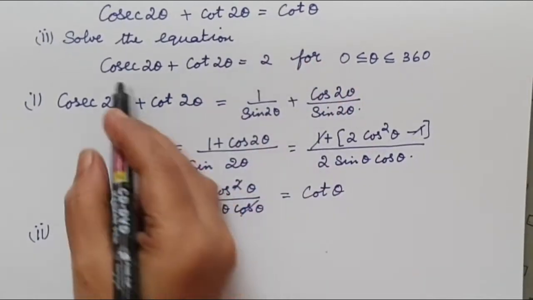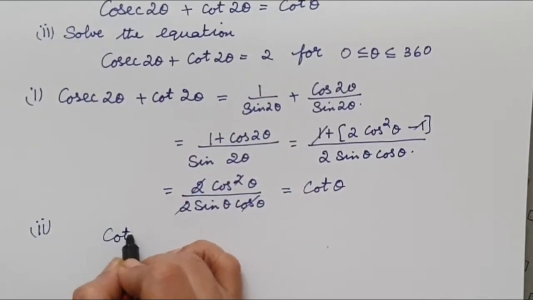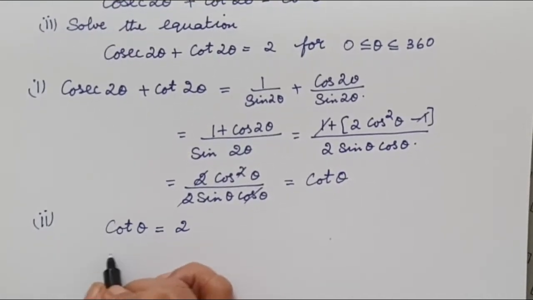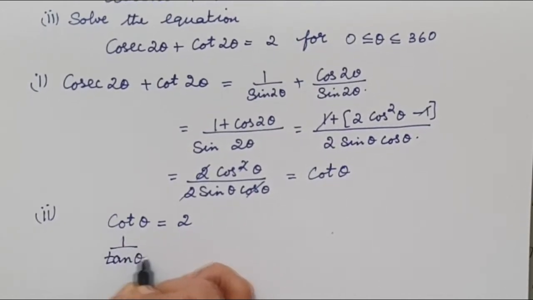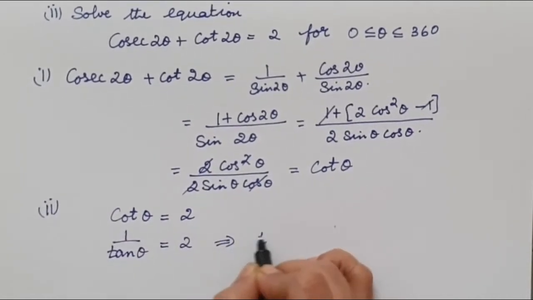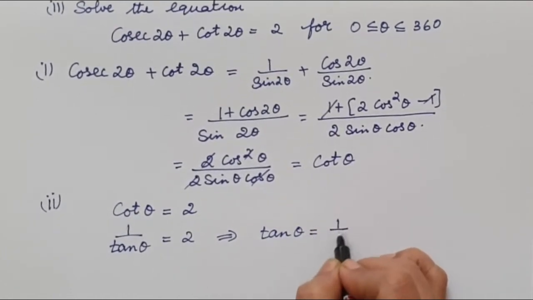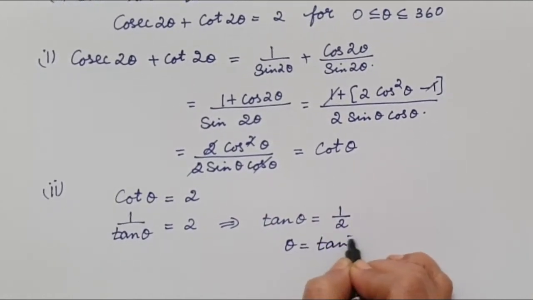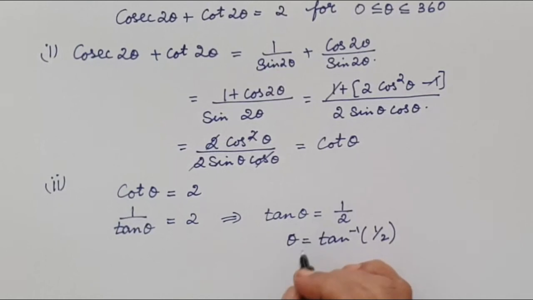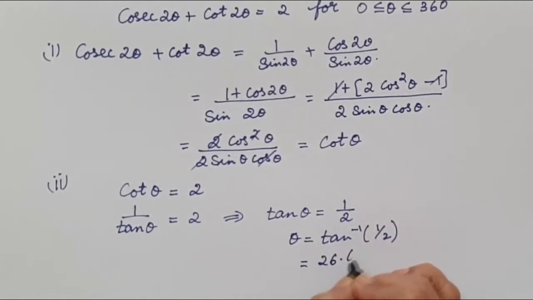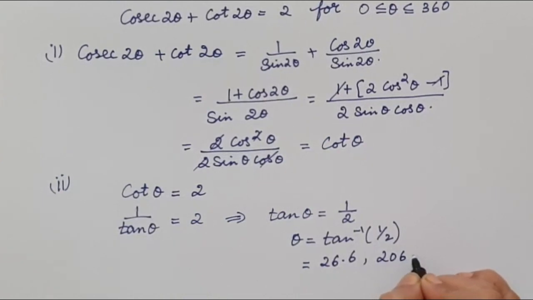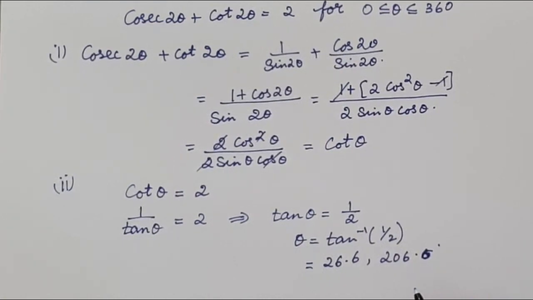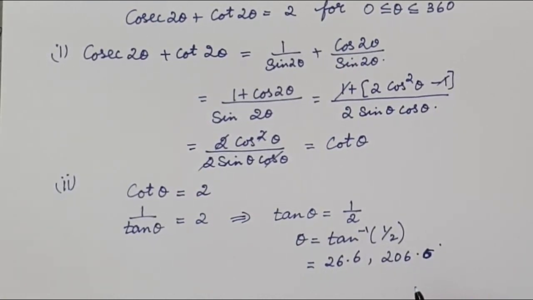Now our second part is the same thing. So instead of this, we can replace it with cot theta. Cot theta will be equal to 2. Cot is 1 over tan. So we can write 1 over tan theta will be equal to 2, which implies tan theta will be equal to 1 over 2. Theta will be equal to tan inverse of 1 over 2. So we can find our values for theta as 26.6 and 206.6 degrees. We can use the trigonometric identities to find the angles in the given range. Thank you.